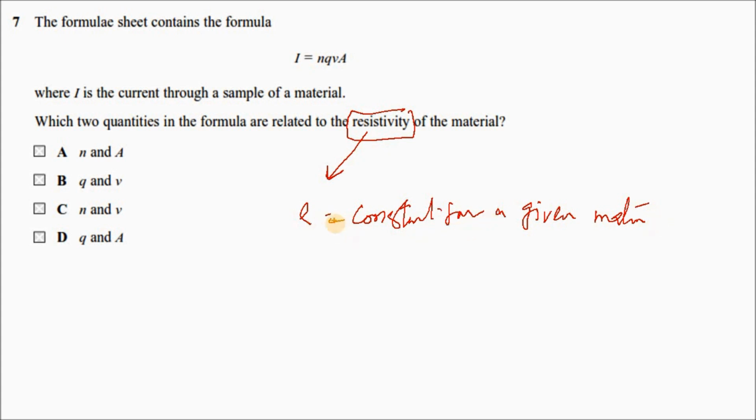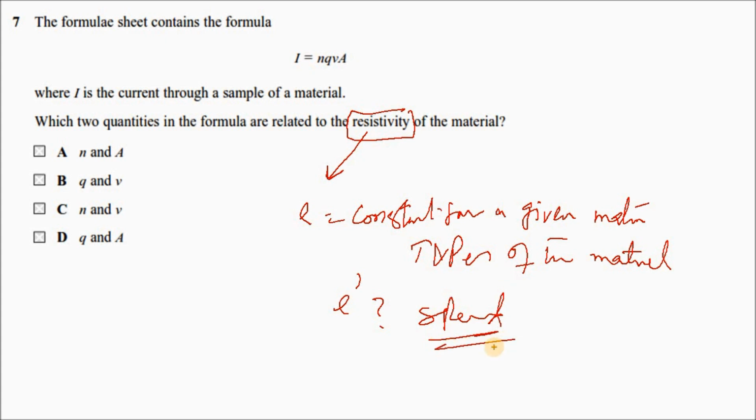That means it all depends on the type of material from which it is made. So it depends on how many electrons there are, or what the speed is in the material. That means resistivity depends on the charge carrier density and the speed. So your option should be C.